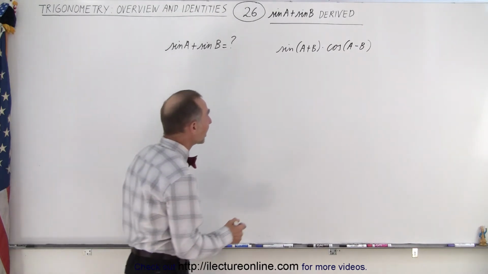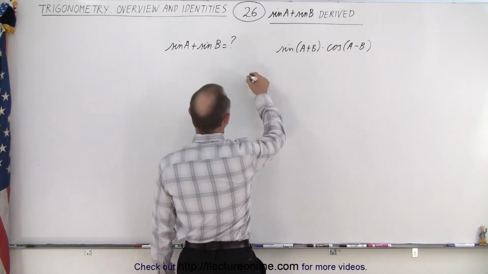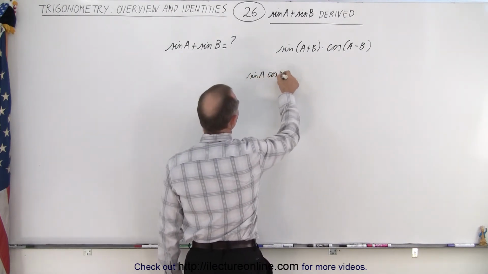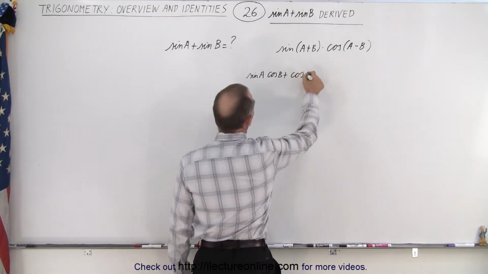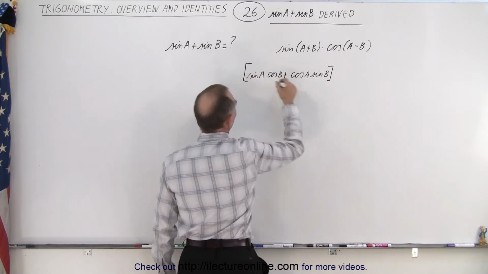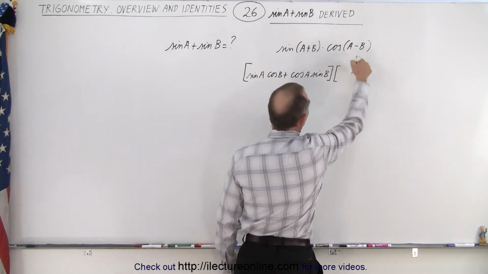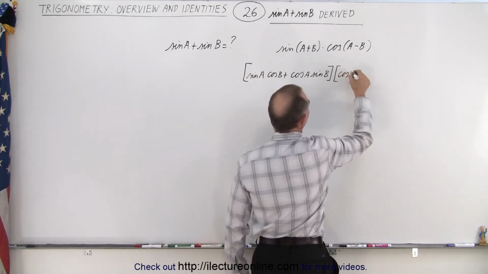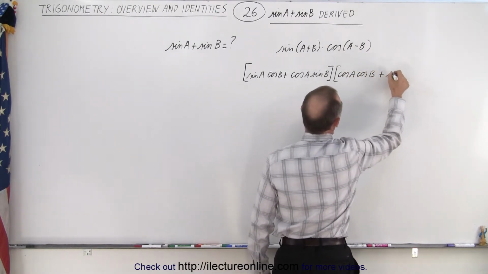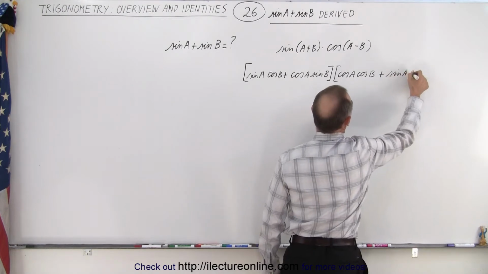So first the sine of A plus B. That'll give you the sine of A times the cosine of B plus the cosine of A times the sine of B. And we'll put that in brackets, and then we're going to multiply that times the result of this, which is the cosine of A times the cosine of B plus the sine of A times the sine of B.